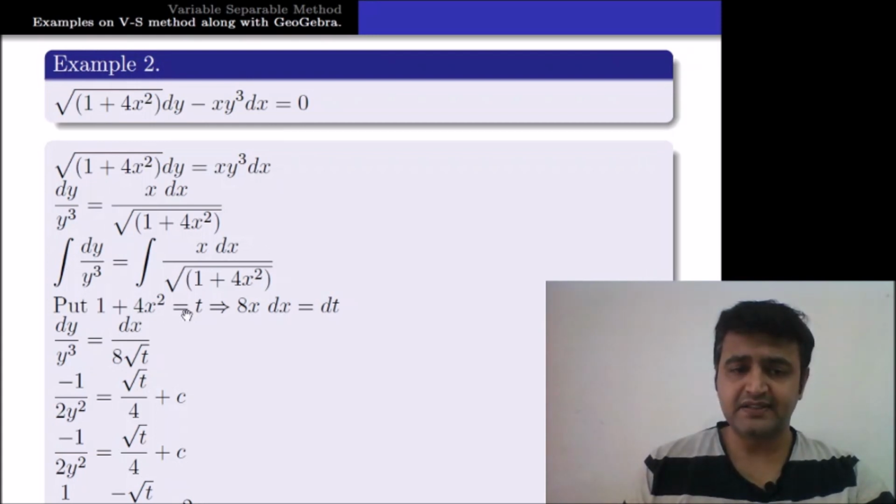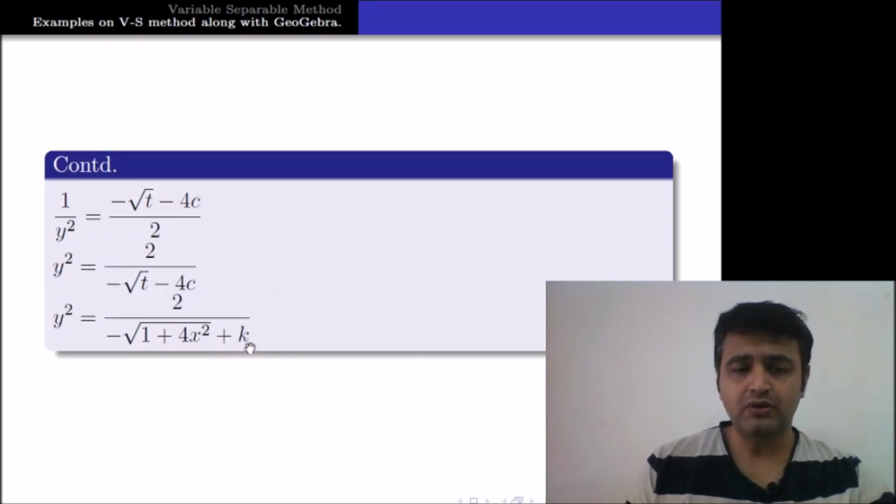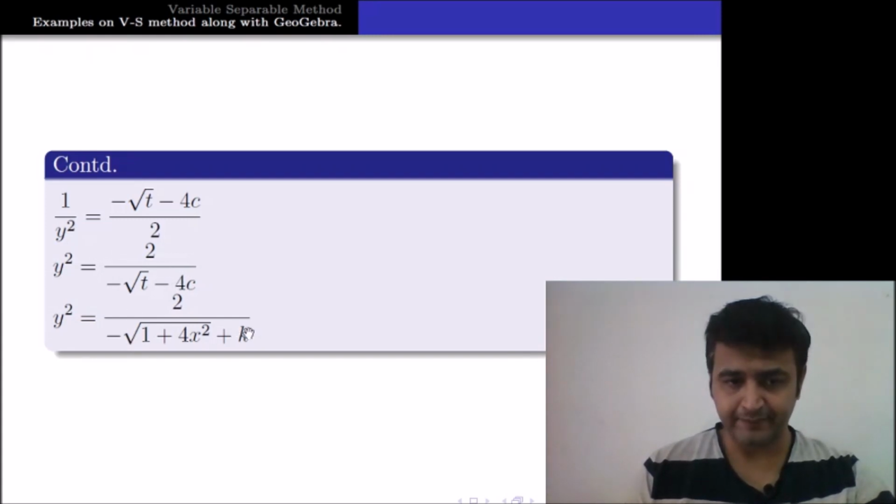For the right hand side, you put 1 plus 4x as t. And if you do this simple calculation, which you can do by pausing the video, I get y square equal to 2 upon some k minus square root of this. I am calling minus 4c as k, another constant.